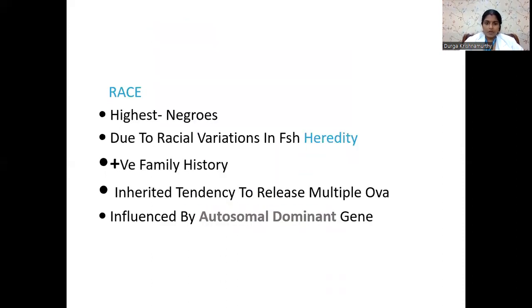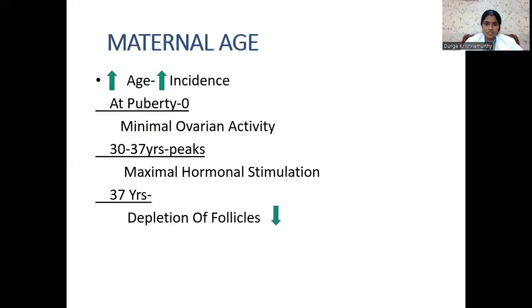Speaking about the etiology of multiple pregnancy, the highest incidence of multiple pregnancies is reported in Negroes, due to racial variations in follicle stimulating hormone. Heredity: those women who have a positive family history have a high risk of multiple pregnancy. There is an inherited tendency to release multiple ova, influenced by autosomal dominant genes.